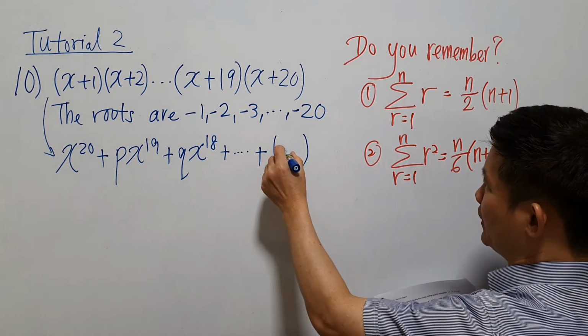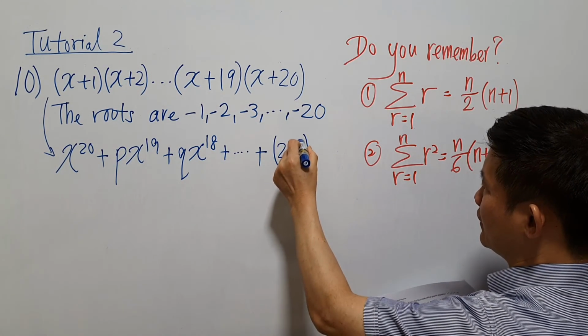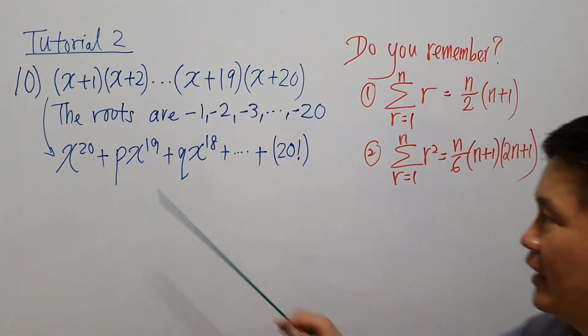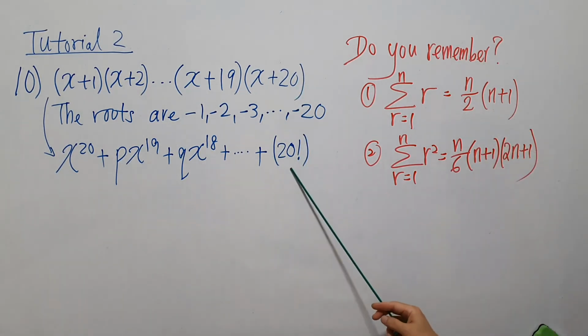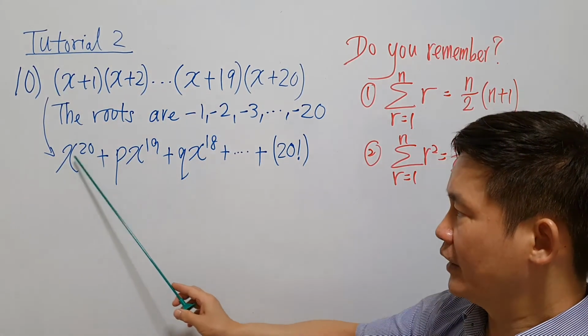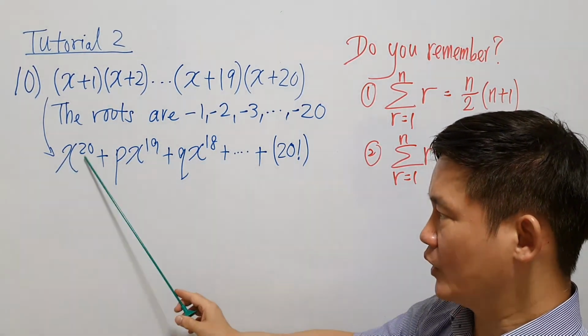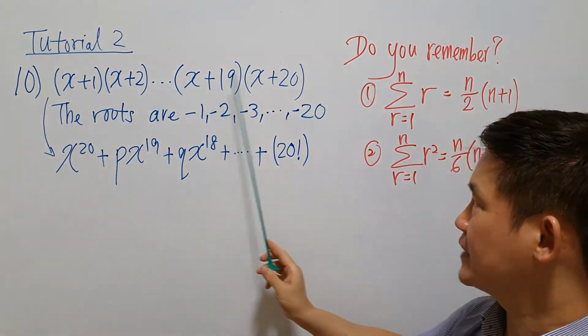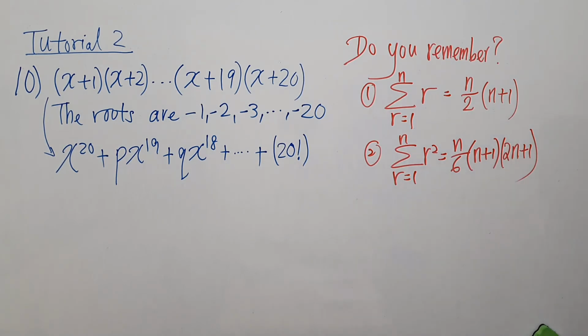That number will be 20 factorial. So imagine yourself expanding this entirely, you will realize that the last term is actually 20 factorial. Your highest power of x, which is x power 20, will have a coefficient of 1 because you take x times x times x times x, which will be x power 20. So this is actually the setting of the question, that you have a polynomial, and this polynomial has roots like this.